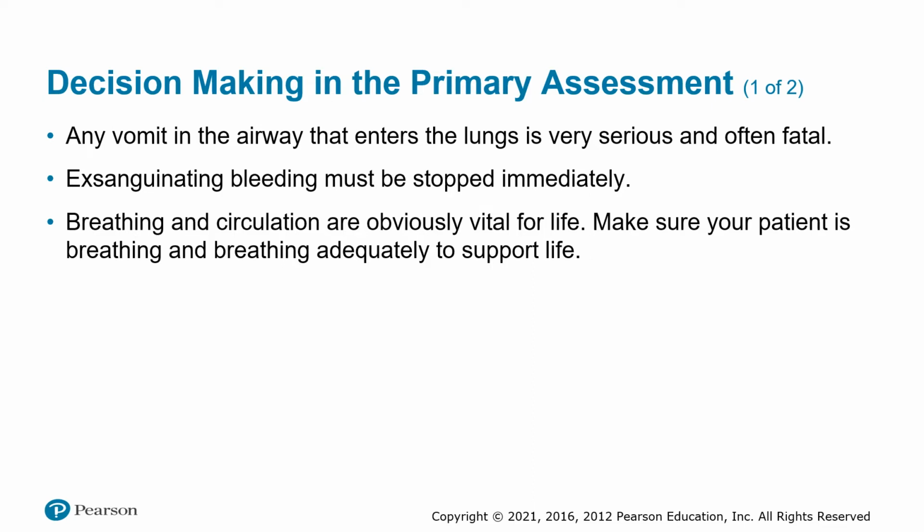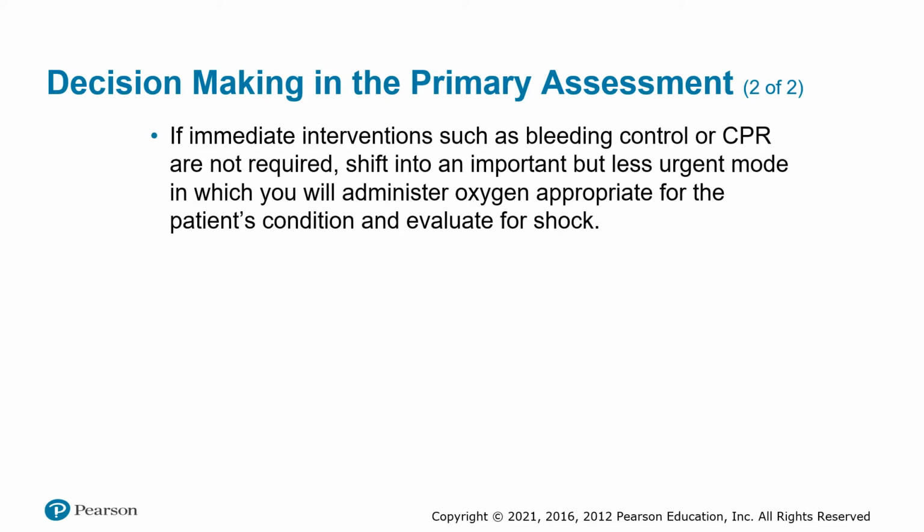Decision making: any vomit in the airway that enters the lungs is very serious and often fatal. Exsanguinating bleeding must be stopped immediately. And breathing and circulation are obviously vital for life, so you want to make sure that your patient is breathing and breathing adequately to support that life. If we need to make some immediate interventions such as bleeding control or CPR, and those aren't required, then we're going to shift to a less urgent mode and just treat the patient based on what we see.